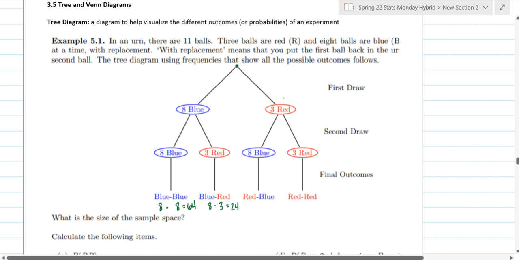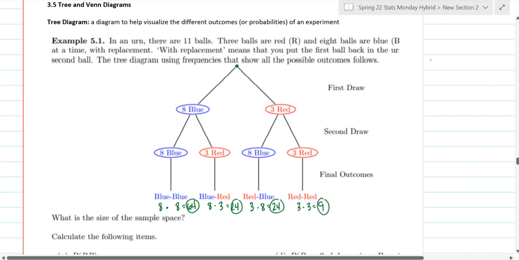Now let's say I get red on the first draw. I have 3 chances of doing that, and then on the second draw I have 8 chances of getting blue. So red-blue would be 3 times 8, 24. And then I could get red and then red, which would be 3 times 3, 9. So I have these different ways that I could get these outcomes.